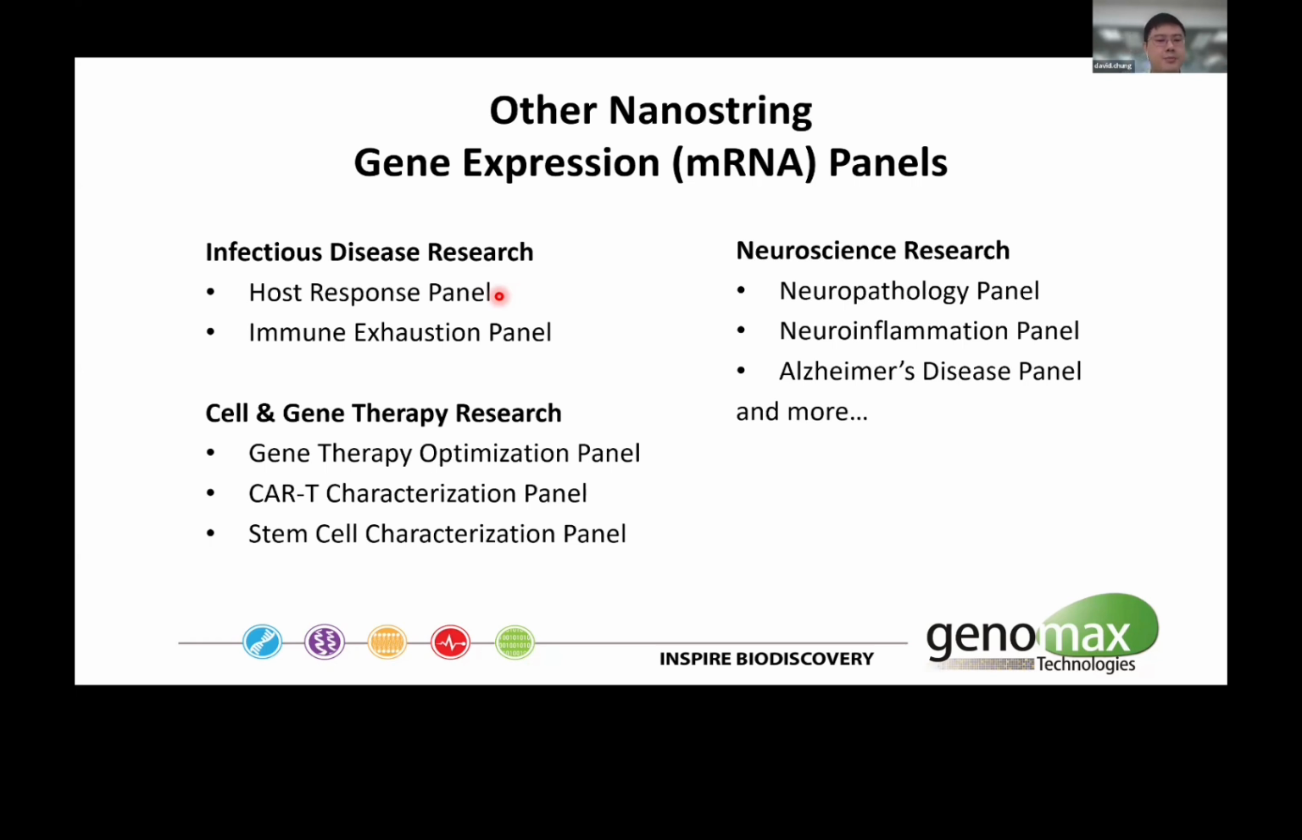If you're doing CGT, cell and gene therapy research, they have also a panel for gene therapy optimization, CAR-T characterization, stem cell characterization as well. Or if you're doing neuroscience research, they have also panels for neuropathology, neuroinflammation, Alzheimer's disease as well.